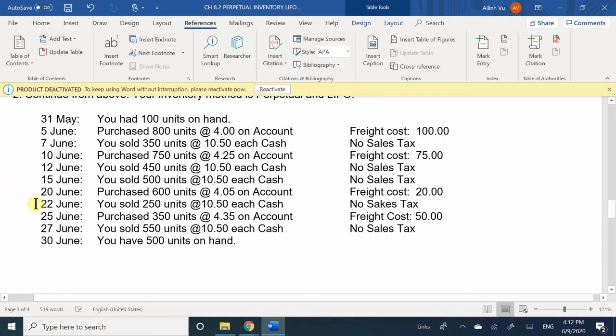All right. So we just completed our June 22nd. Now we're moving on to June 25th. We've got two more transactions left. So let's go ahead. What happened on June 25th?